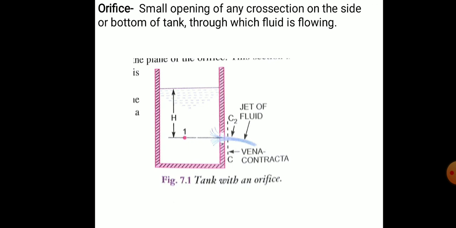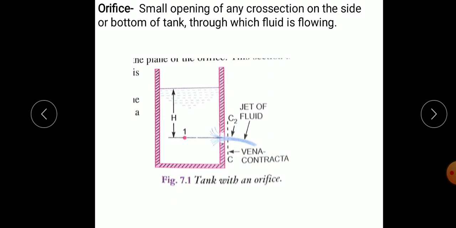An orifice is simply a small opening. We can consider an orifice as a small opening of any cross section on the side or maybe the bottom of a tank through which fluid is flowing. The cross section of this opening may be circular, rectangular or triangular. A small hole or opening is provided in the side of the tank through which the liquid is flowing.